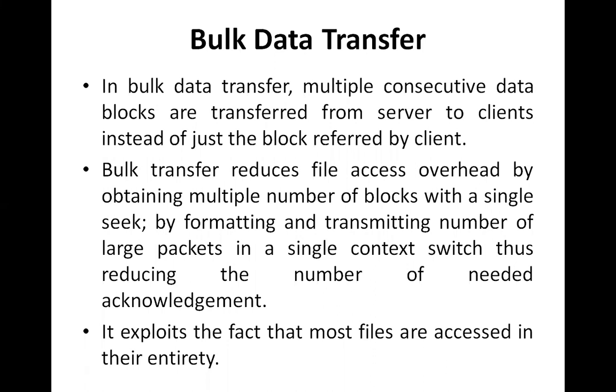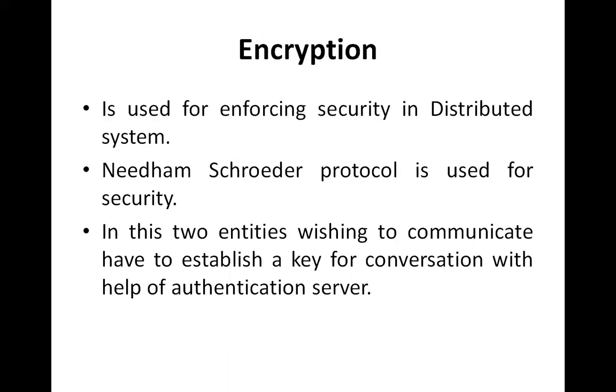The third important aspect of bulk data transfer is that it exploits the fact that most files are accessed in their entirety. Means the entire file instead of certain blocks, so why not transfer the entire file? So this is the fourth mechanism by which the distributed file system works.